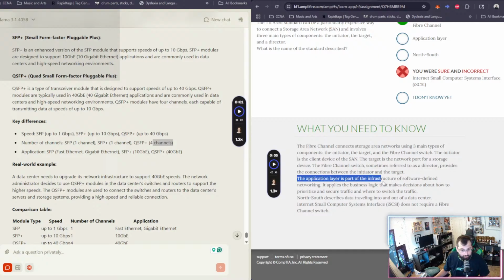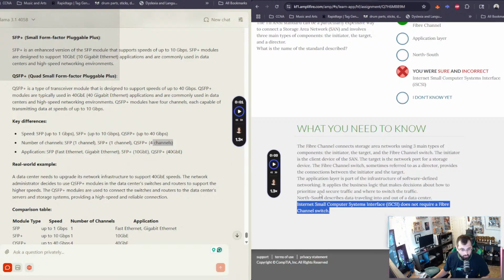The application layer applies business logic and decisions and how to prioritize traffic. It is a part of the infrastructure of software defined networking. I want to know what this is.